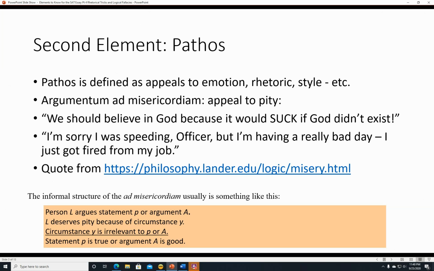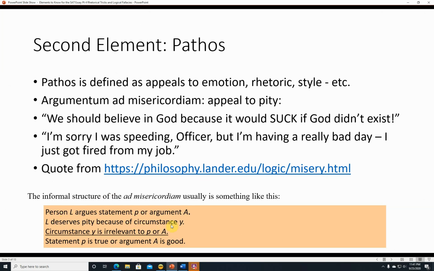It's worth a try, I suppose, with any argument, to see if somebody might give you a pass just because you've shown, oh, I'm really sad, I really deserve a break. So the informal structure of this argument, from philosophy.lander.edu/logic: misery, so, misericordiam, misery, get it? Person L argues statement P or argument A.